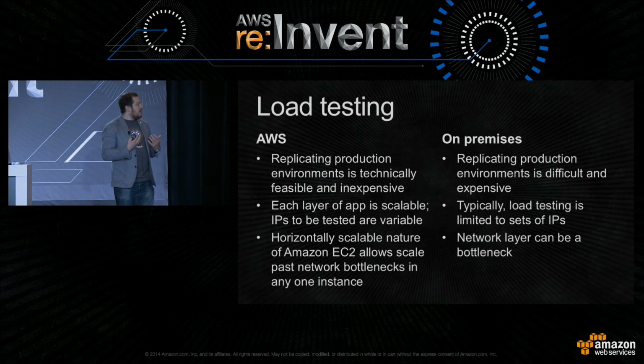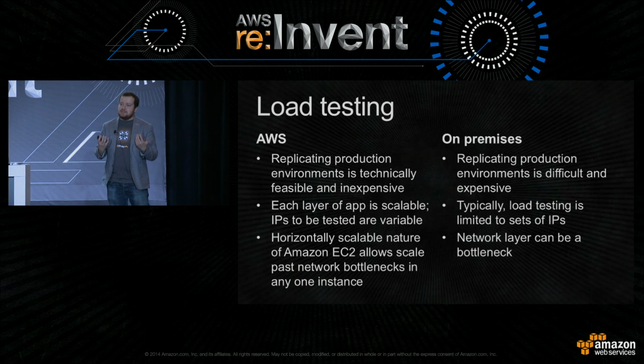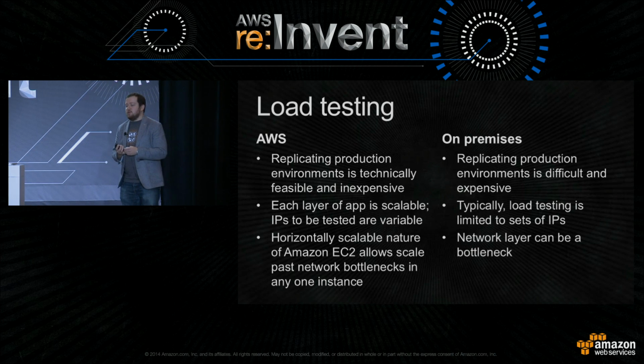And you can have bottlenecks in your network layer. So if you saturate your load balancers' network capacity, for example, on premises, you're going to have to get a bigger load balancer. It's really hard to get past that without buying new hardware.